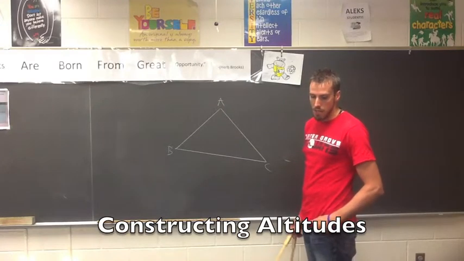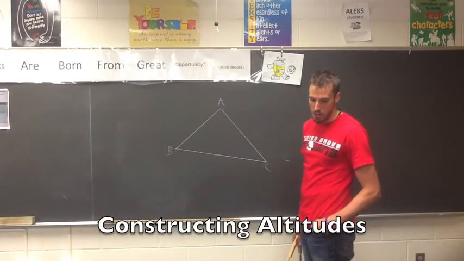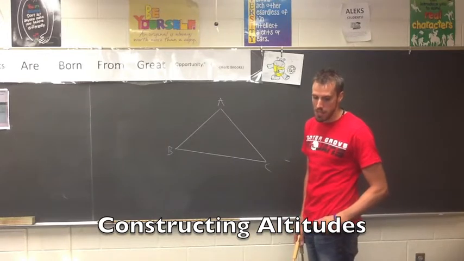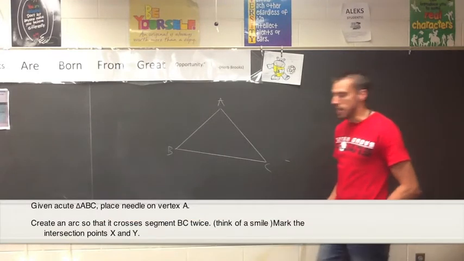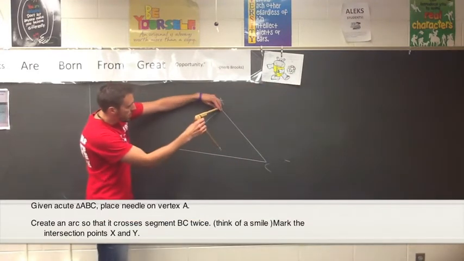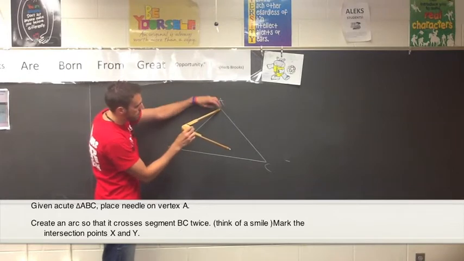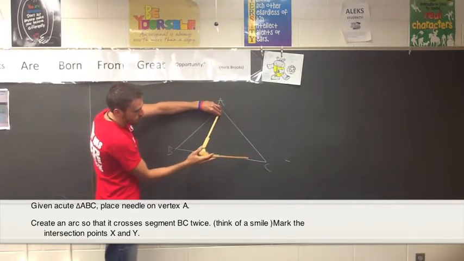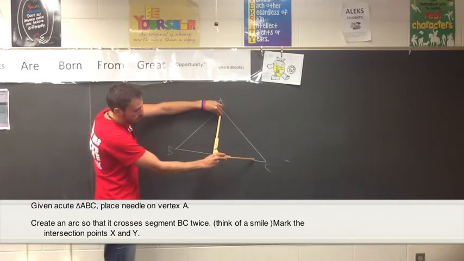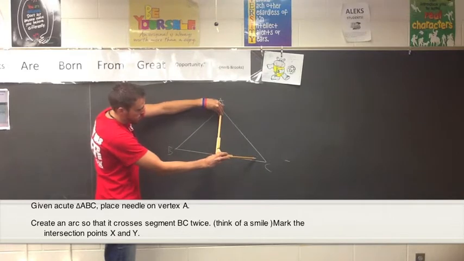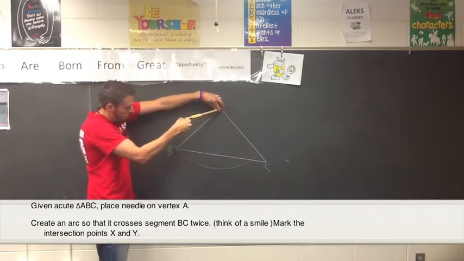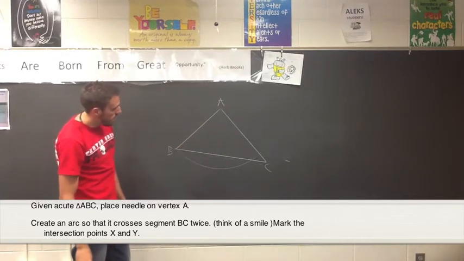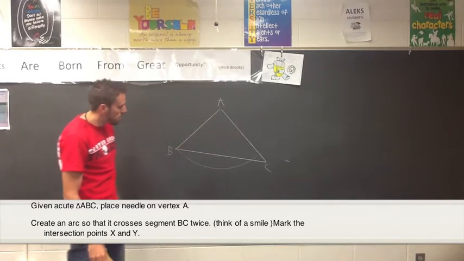We're going to place the needle at vertex A and create an arc so that it crosses segment BC twice. The thing you have to think about is a smiley face. From vertex A, make the distance of your compass at least the length up to segment BC. So I'm going to draw a smiley face. People also think of this as a fishtail, and you'll see what I mean in a second.